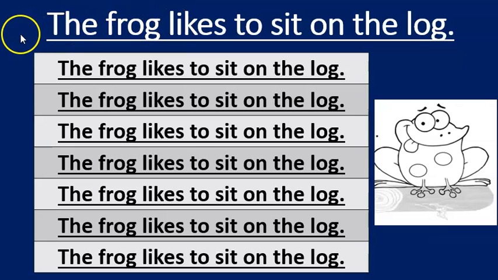Let's read it again. Ready? Repeat after me. Then you're going to read it. The frog likes to sit on the log. Let's read it again. Ready? Here we go. The frog likes to sit on the log. Now you're going to read it. Ready? When the cursor moves onto the word, you're going to read the word, okay? Ready? Go.